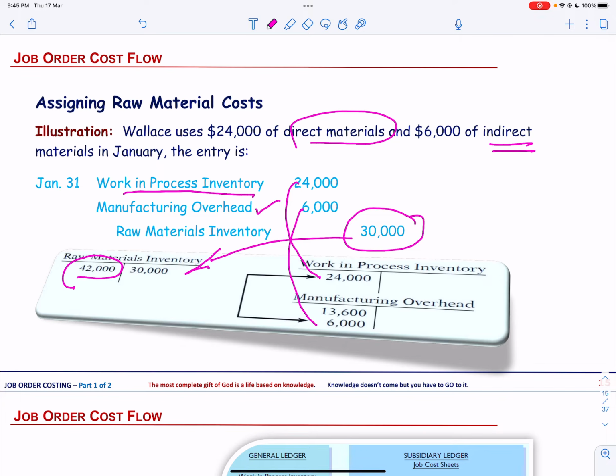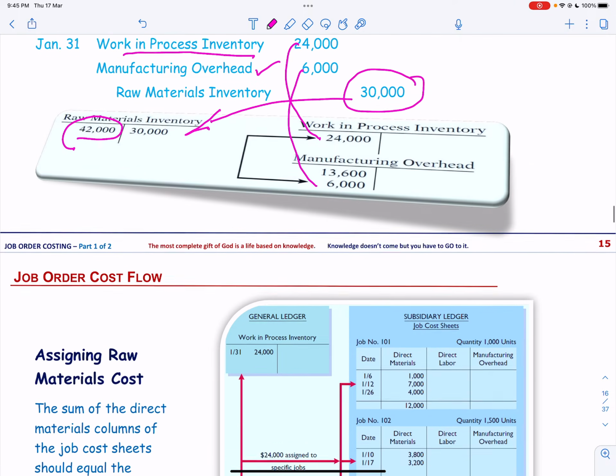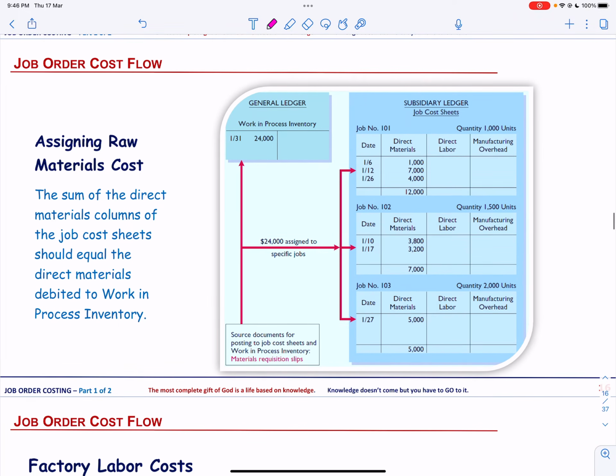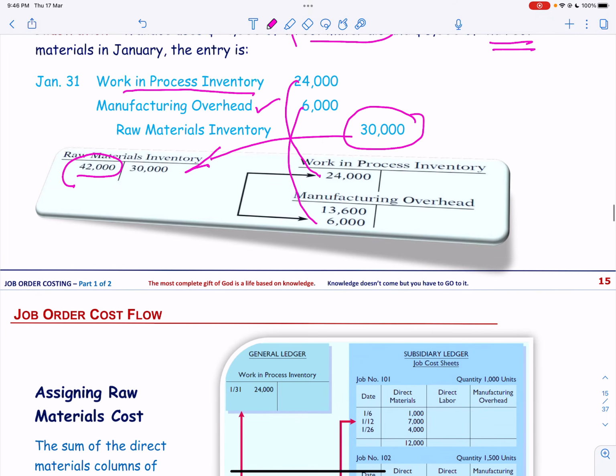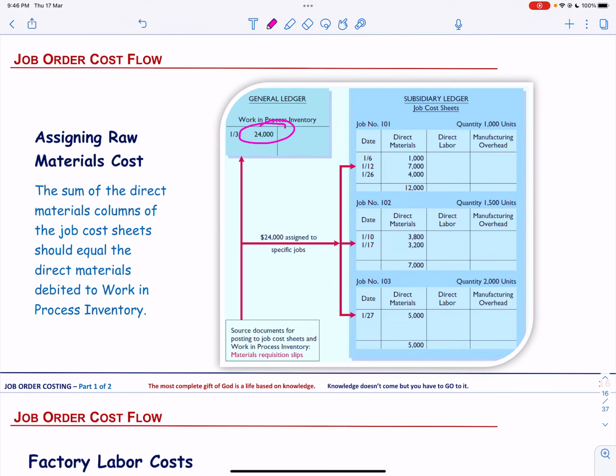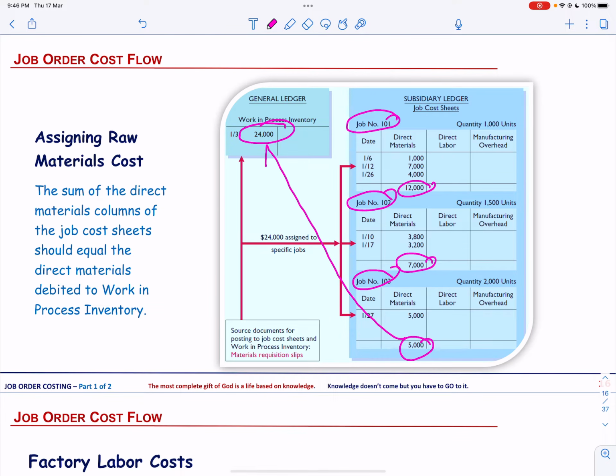The raw material here is credited for 30,000, the work in process is debited for 24,000, and manufacturing overhead is debited for 6,000. Let us look at how the direct material subsidiary ledger looks. The work in process was 24,000 and that is what we have in the ledger, and this is going to be assigned to 3 specific jobs. The total of these: 12 plus 7 is 19 plus 5 is 24, and that is equal to the work in process inventory.